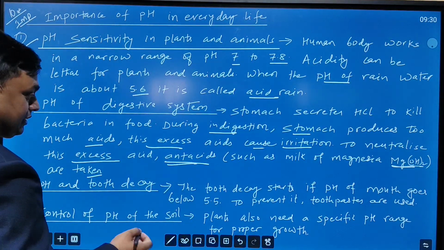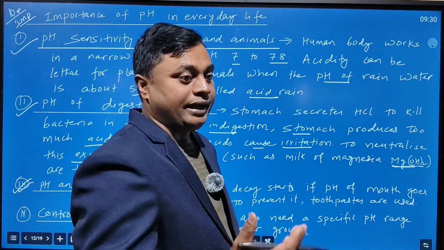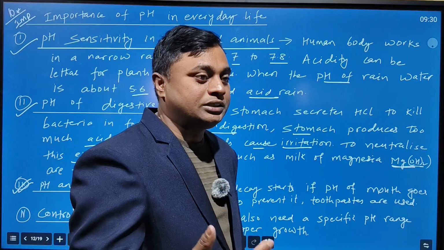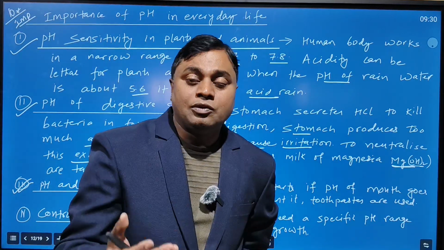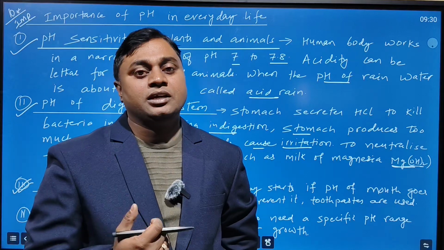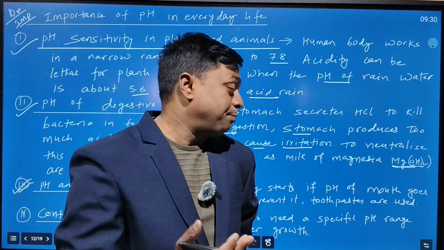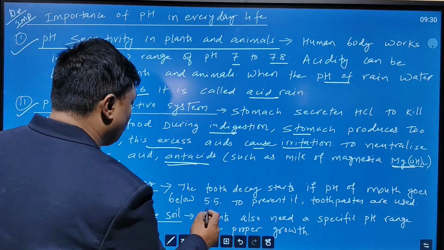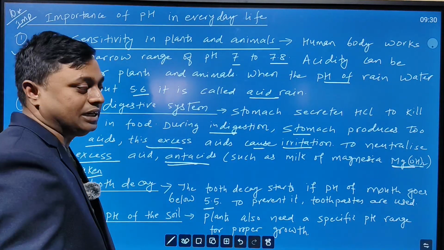pH and tooth decay. Yes. If you take sweets, more sweets, then what happens? The pH of the mouth can decrease. And when the pH of the mouth goes below 5.5, tooth decay starts.